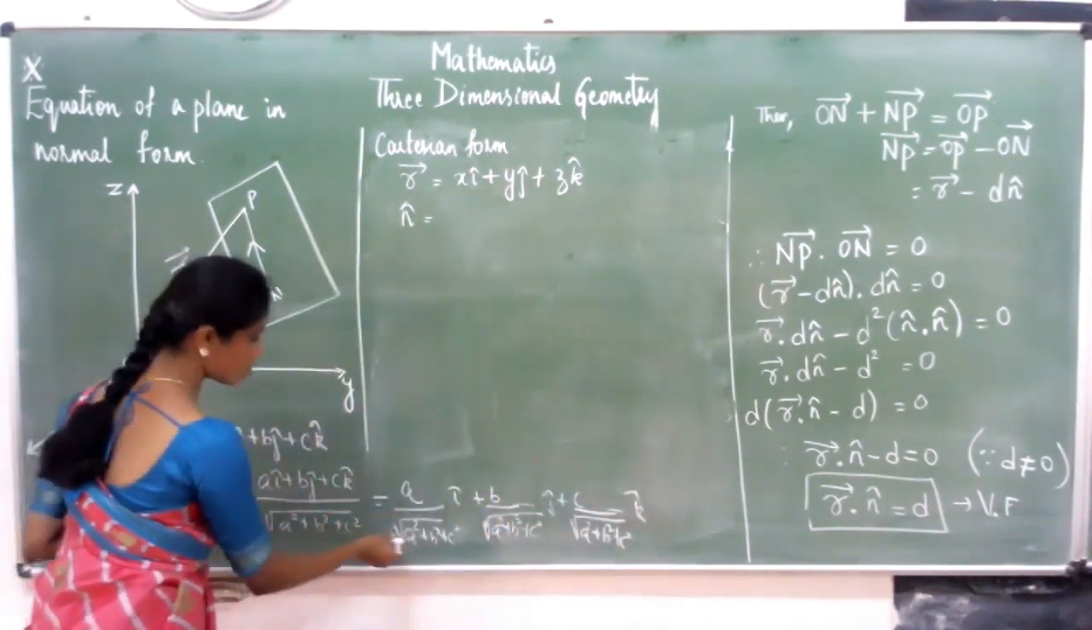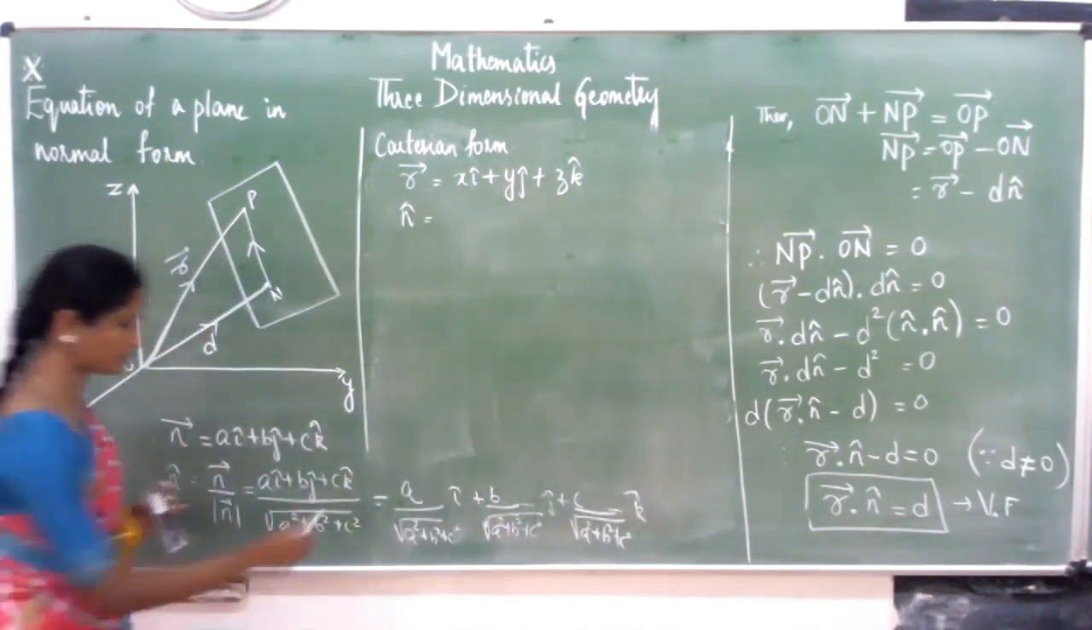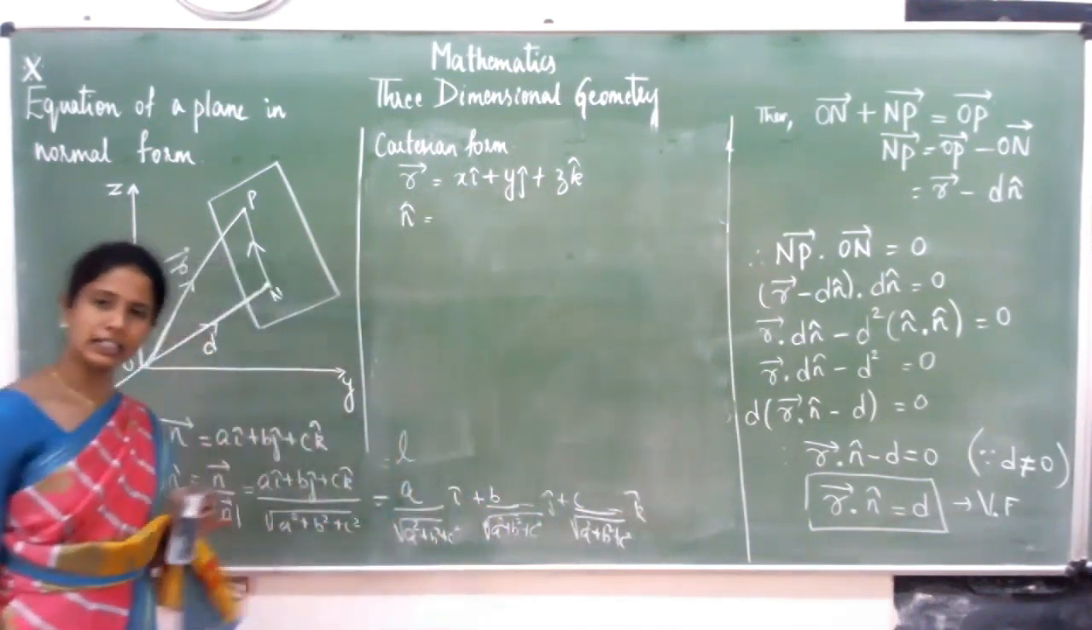So what is a by root of a square plus b square plus c square? Can I write this as L? Why?